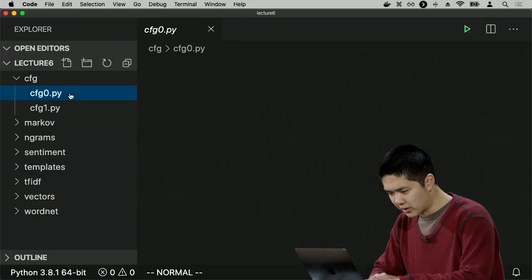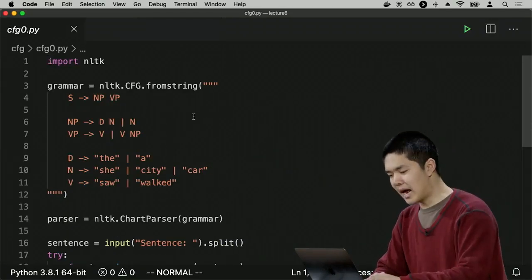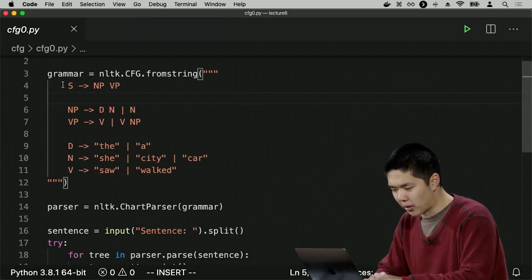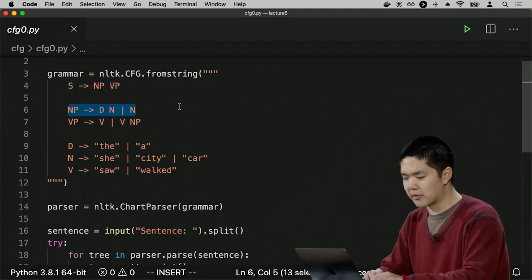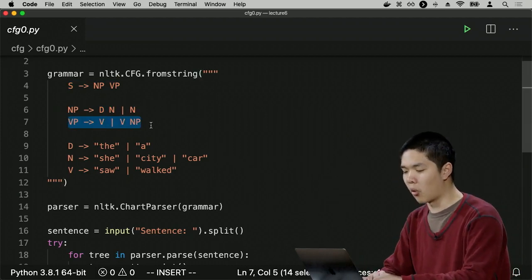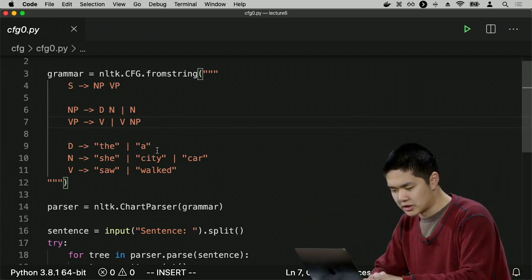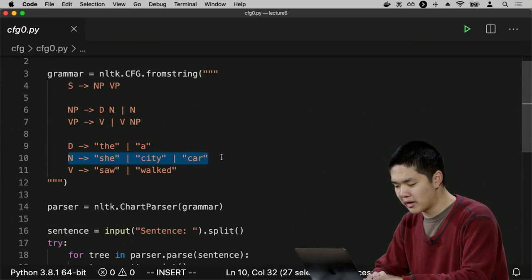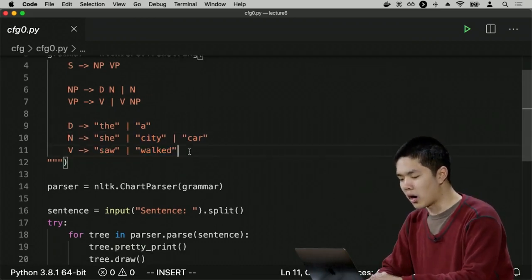So here inside of CFG0, CFG short for context-free grammar, I have a sample context-free grammar, which has rules that we've seen before. So sentence goes to noun phrase followed by a verb phrase. Noun phrase is either a determiner and a noun or a noun. Verb phrase is either a verb or a verb and a noun phrase. The order of these things doesn't really matter. Determiners could be the word "the" or the word "a." A noun could be the word "she," "city," or "car." And a verb could be the word "saw," or it could be the word "walked."